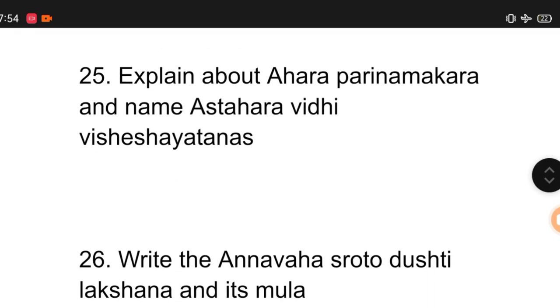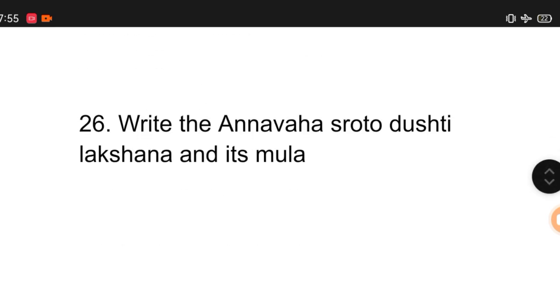Next, explain about the Ahara Parinamakara and name the Ashtahara Vidhi Visheshayatanani. That I mentioned above, same like that. Write the Annavaha Strotas, its Dushti Lakshana and its Mula.